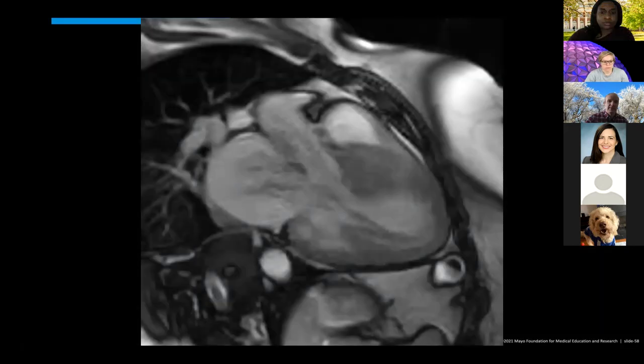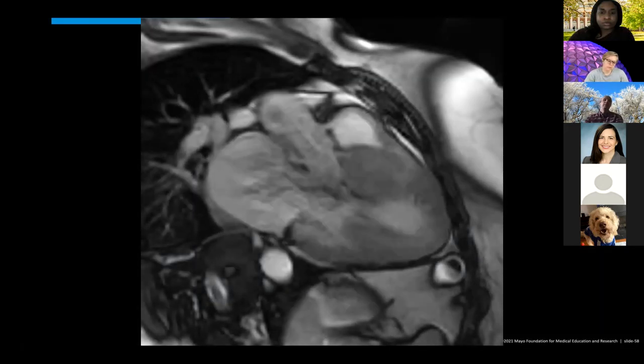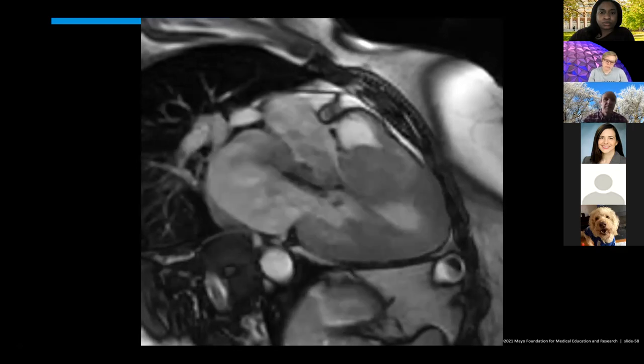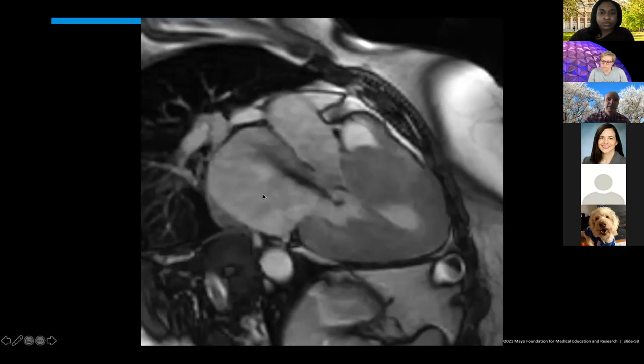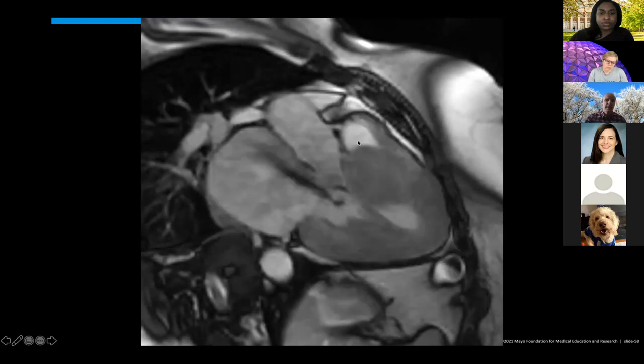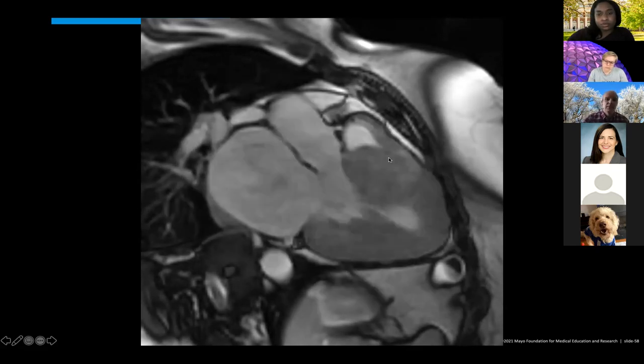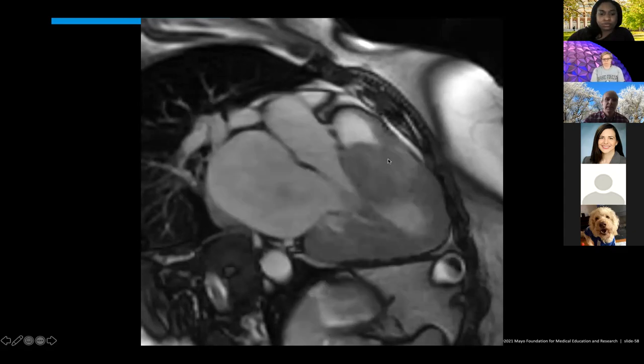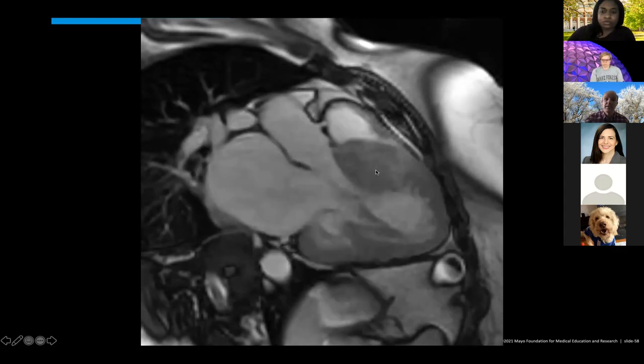Next case is a 34-year-old male. This is a 3-chamber view. We have the left atrium, left ventricle, right ventricle. And as you look closely at the interventricular septum, it's very, very hypertrophied. This is a patient with hypertrophic cardiomyopathy.